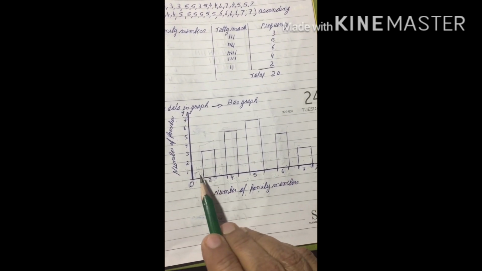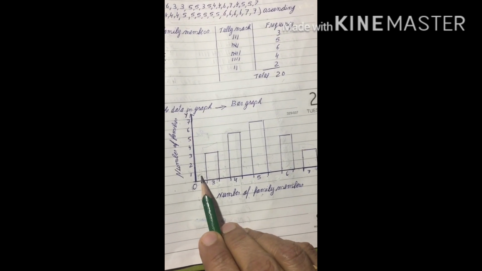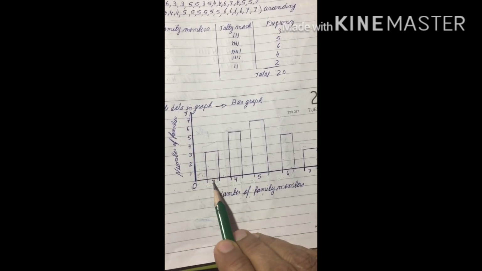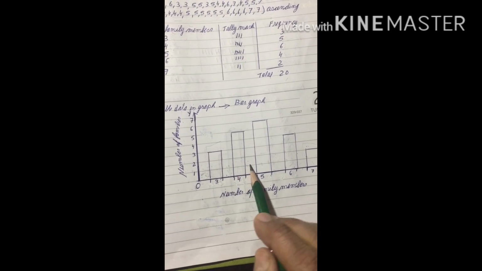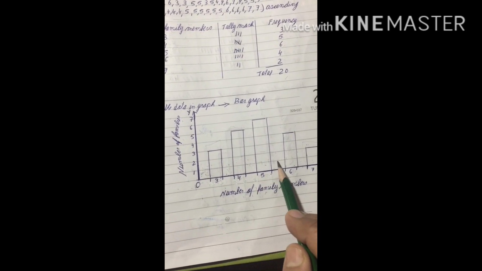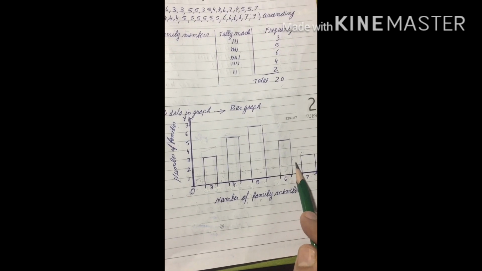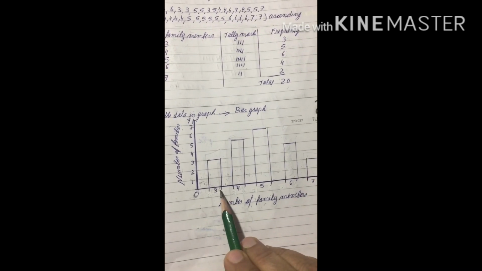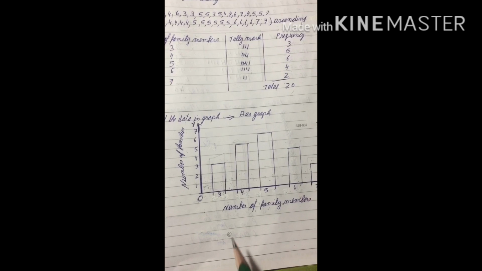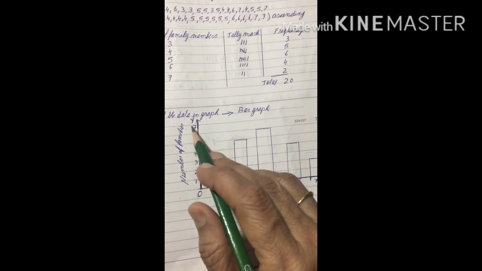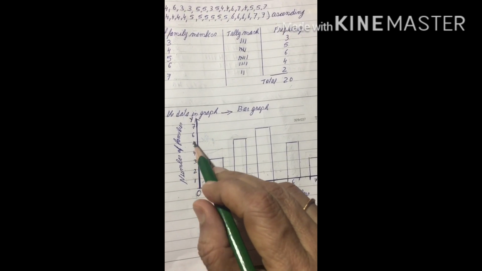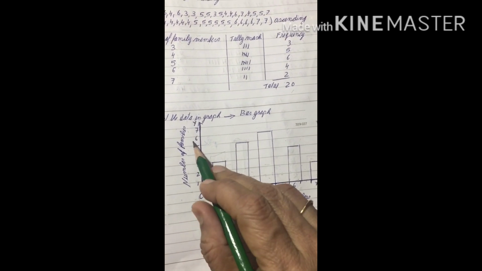Clear? Now first box you will have to leave, then in second box write 3, then again leave 1, then write 4, then again blank, then 5, then again gap, then 6, then again gap, then 7. Is it clear? Now this is number of family members, and on OY axis without leaving any box you will have to write 1, 2, 3, 4, 5, 6, 7. This is number of families.